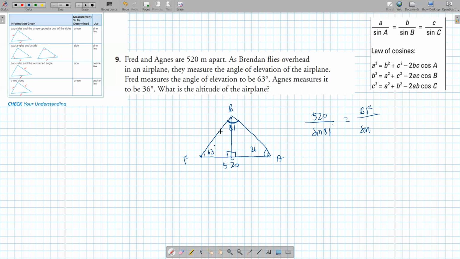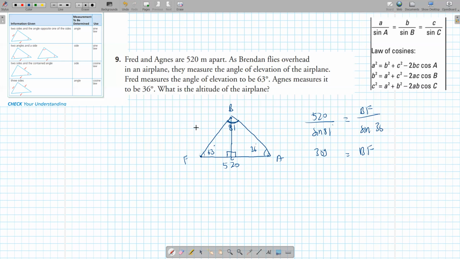What's the opposite angle to this? Look at the bigger picture, okay? Look at the bigger triangle. 36, right? Because BF is opposite here. You could have also done BA over sine 63, because then you would be looking this way, but the idea is the same. Once you find the hypotenuse, you can just use SOHCAHTOA. So now we're going to multiply both sides by sine 36. 520 divided by sine 81 times sine 36. So BF, the hypotenuse of the left triangle, is 309.